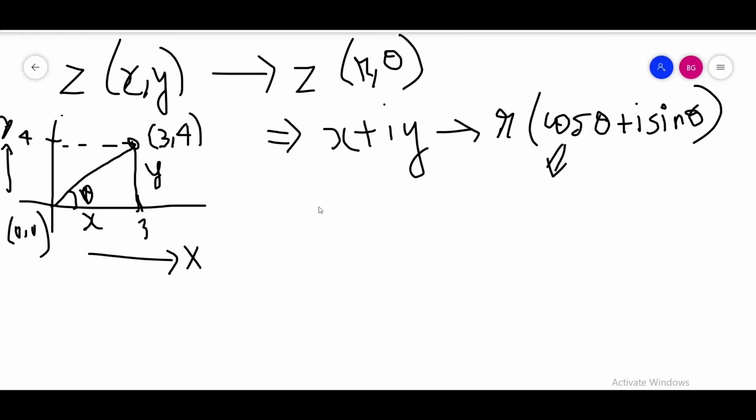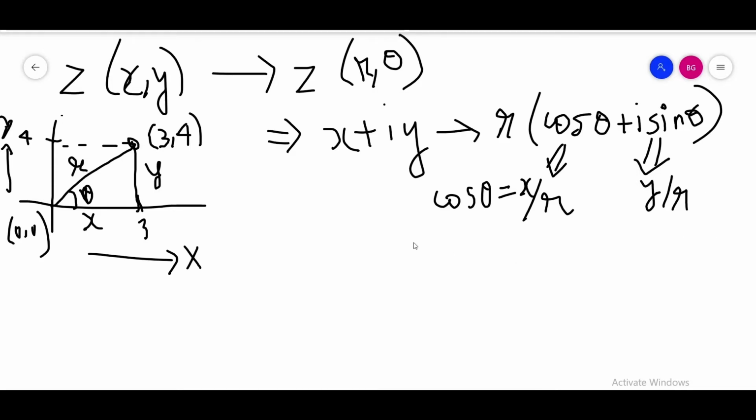So cos theta is nothing but, when you look at this, cos theta is adjacent by hypotenuse. So cos theta is x by r, and sin theta is y by r. Sorry, I forgot to mention r here. So I'll just write it out.